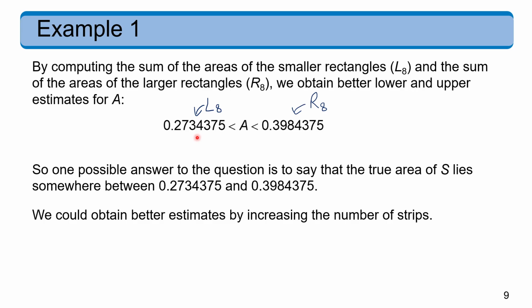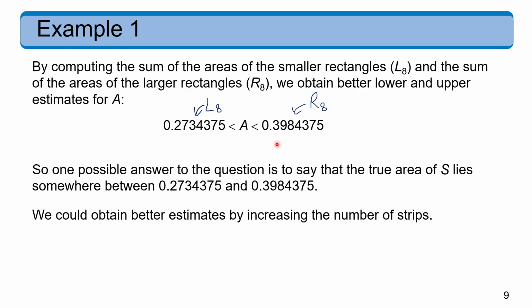So now we've narrowed it down even more. This interval for A is smaller than the one we found using L4 and R4. So we've got it pretty close, well, fairly close, right? We know A is between approximately 0.27 and 0.40. We could stop there and say, here's our estimate we're going to present: A is between these two numbers.